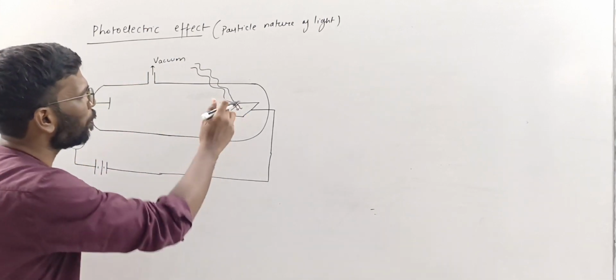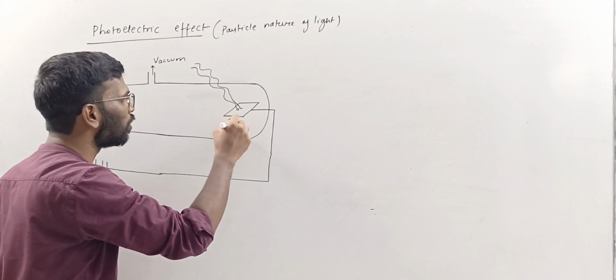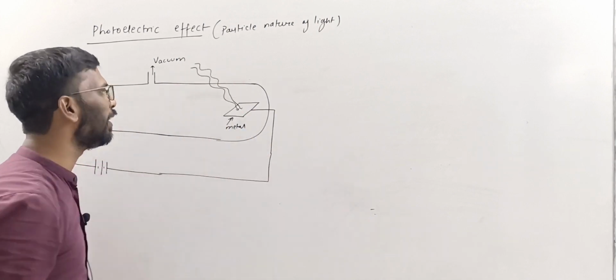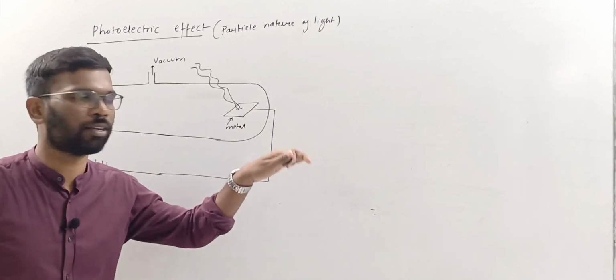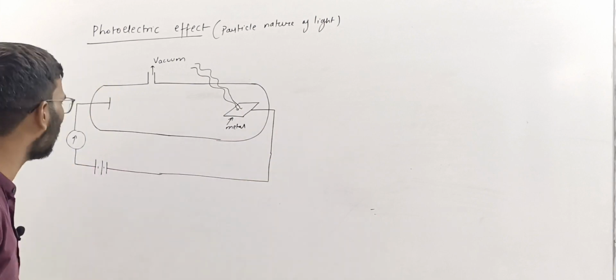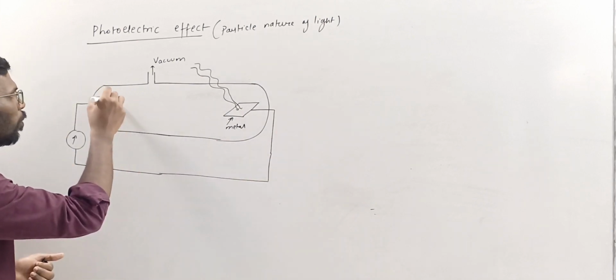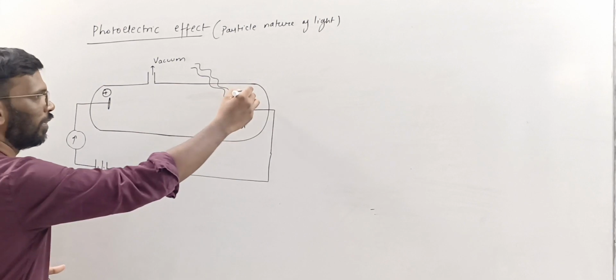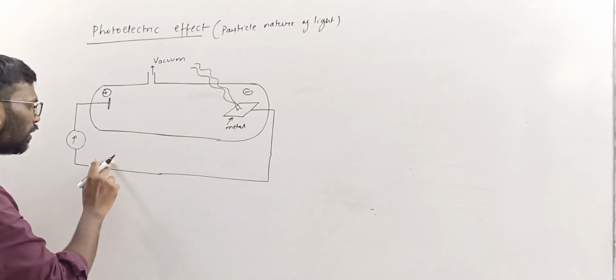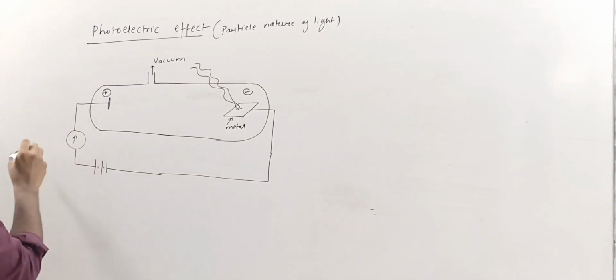Okay, and this is a metal. This is a metal plate. This is a metal surface. This is irradiated with light of a certain frequency. What happens in that case is that this is the positive part, right, and this is connected to the negative terminal. This is the negative part of the battery, and this is a current measuring device.